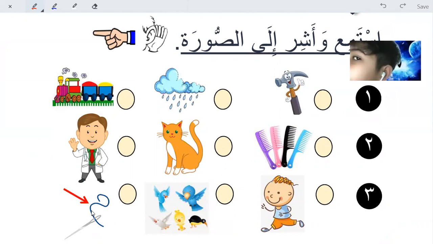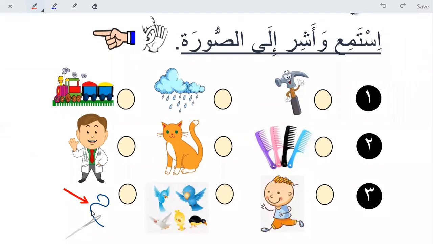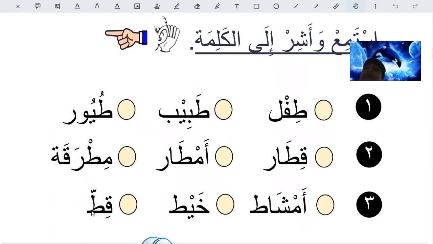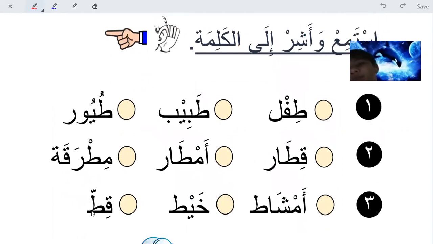Guitar. Train. Kit. Cat. Tifl. Kid. Good. Istami wa shir ila al kalima. Listen and point to the word.